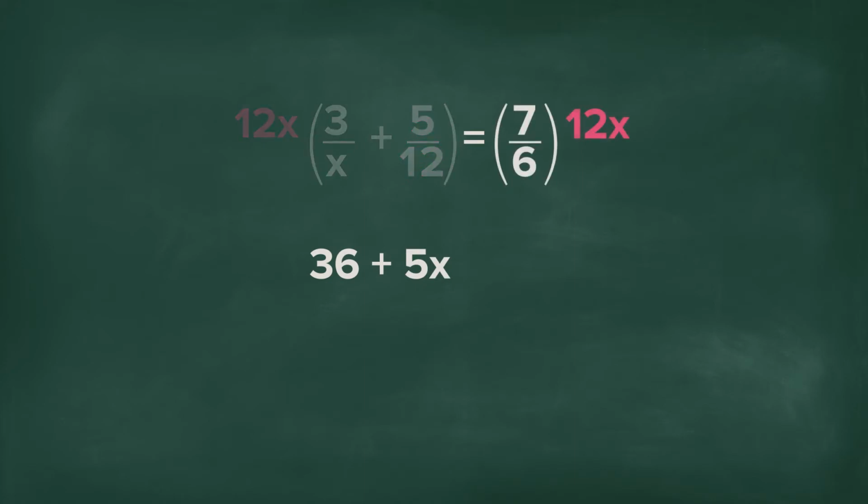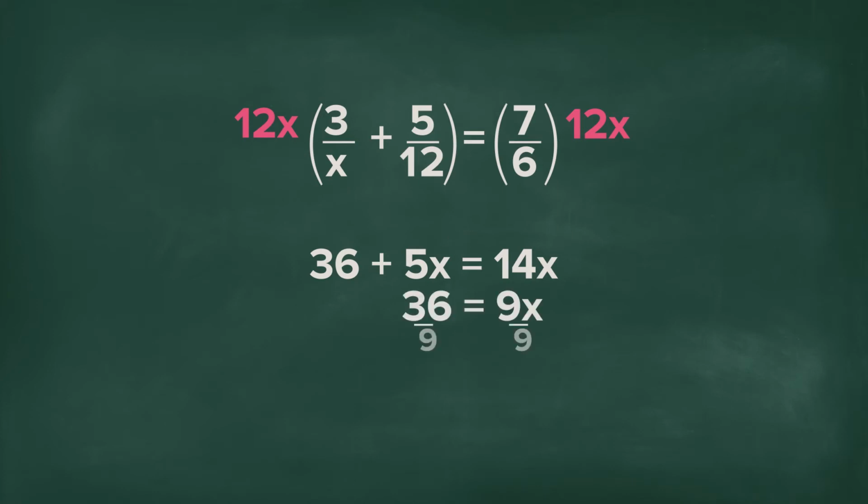Now for the right side of the equation. 12x times 7/6. Cancel and multiply. The result is 14x. Now we have an equation with no fractions. We'll solve the equation by subtracting 5x from each side, then dividing by 9. x equals 4.